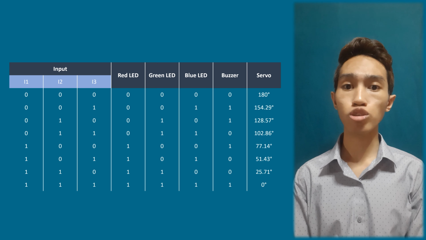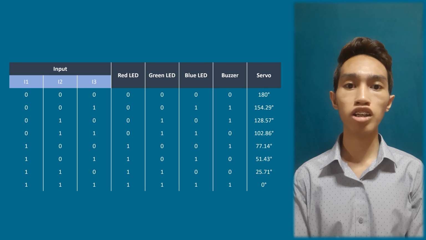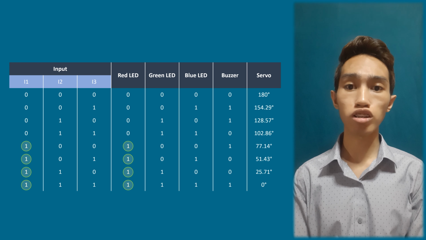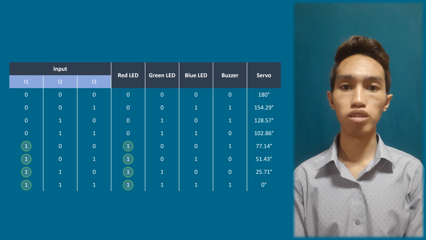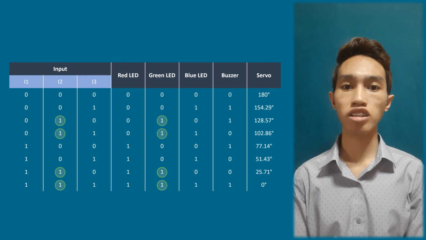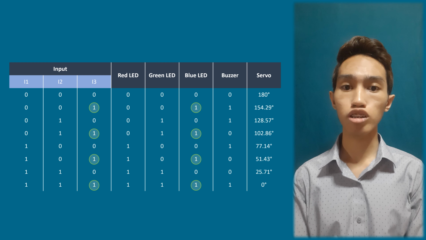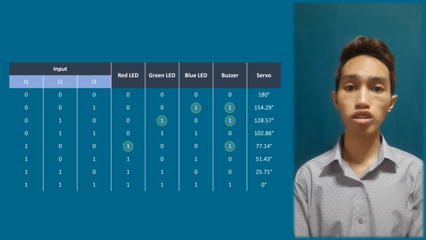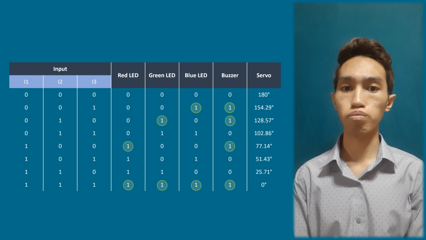It will operate so that each output LED will blink when its corresponding switch is pressed. When the first button is pressed, the red LED blinks. When the second button is pressed, the green LED blinks. And when the third button is pressed, the blue LED blinks. The buzzer will beep if just one or all 3 of the LEDs light up.